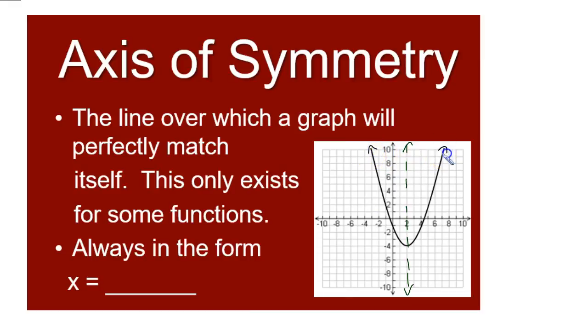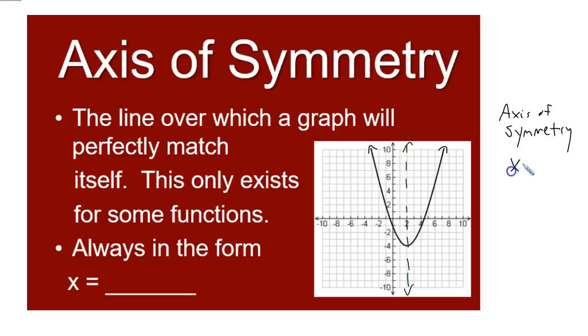So if I took my function here and I folded at x equals 2, what's over here would line up perfectly with what's over here. What's here would line up perfectly with what's over here. The left side and right side match up perfectly. The axis of symmetry for a quadratic function is always in the form of x equals something, right? So the axis of symmetry for this function is going to be x equals 2.